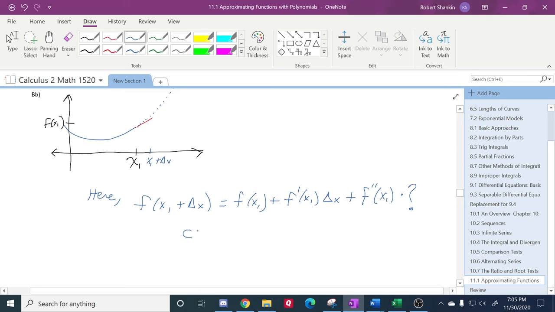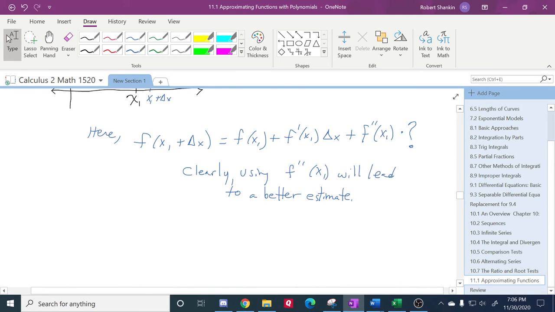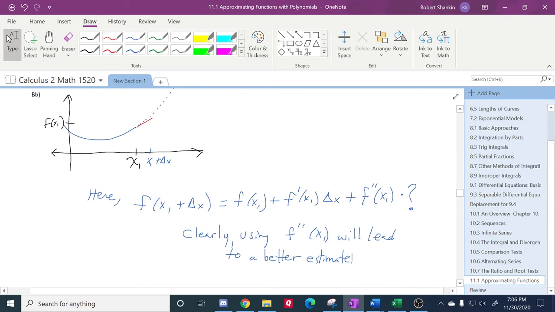So clearly, using f prime prime at x1 will lead to a better estimate. Okay. Let's go on from there. Any questions?